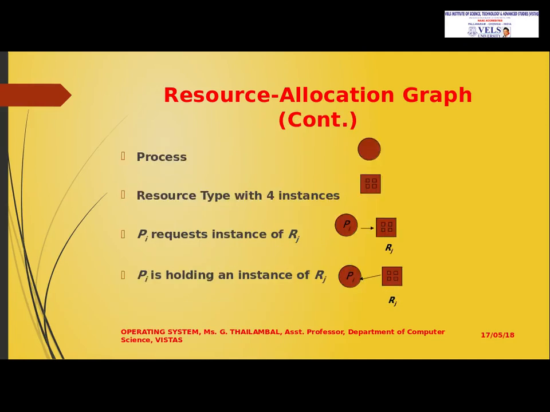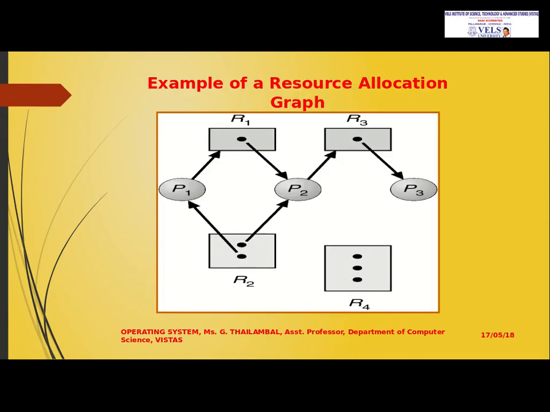So we will see the graph, and before that: processes will be drawn in circles and resources will be drawn in squares, and inside that square you will have small squares. All those small squares are called instances. Instances are nothing but copies of resources. Pi requesting an instance of Rj means a circle is requesting a square. And Pi holding an instance of Rj means a circle is holding a square. So these are the diagrammatic representations of the resource allocation graph for deadlock.